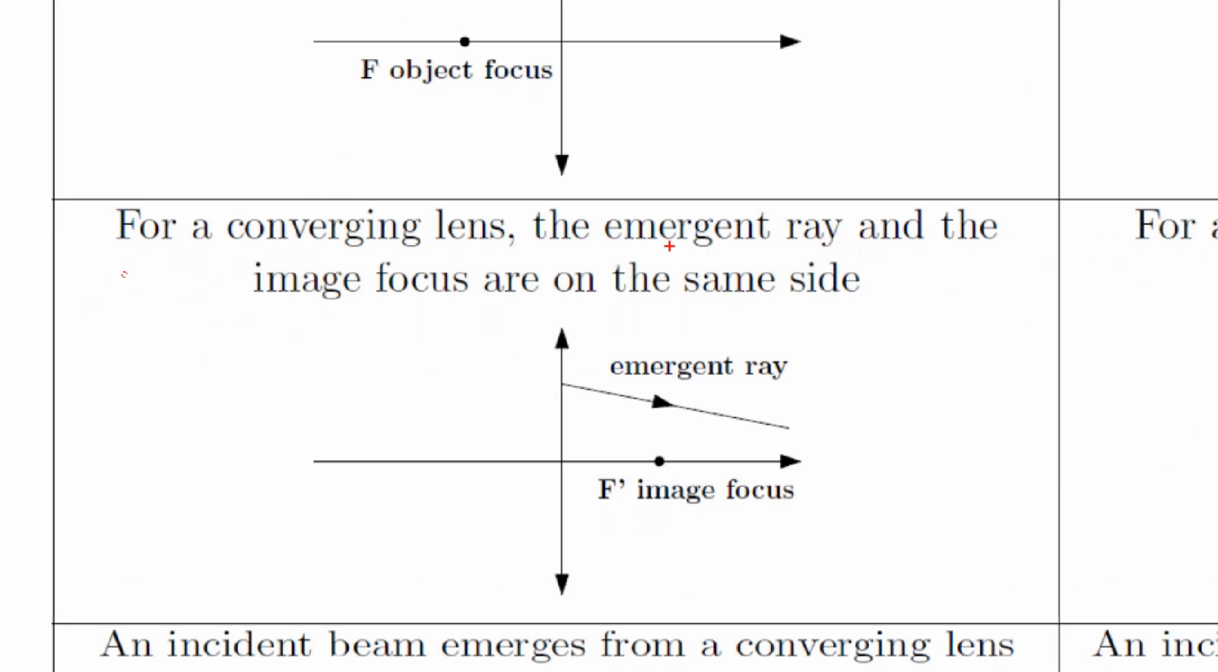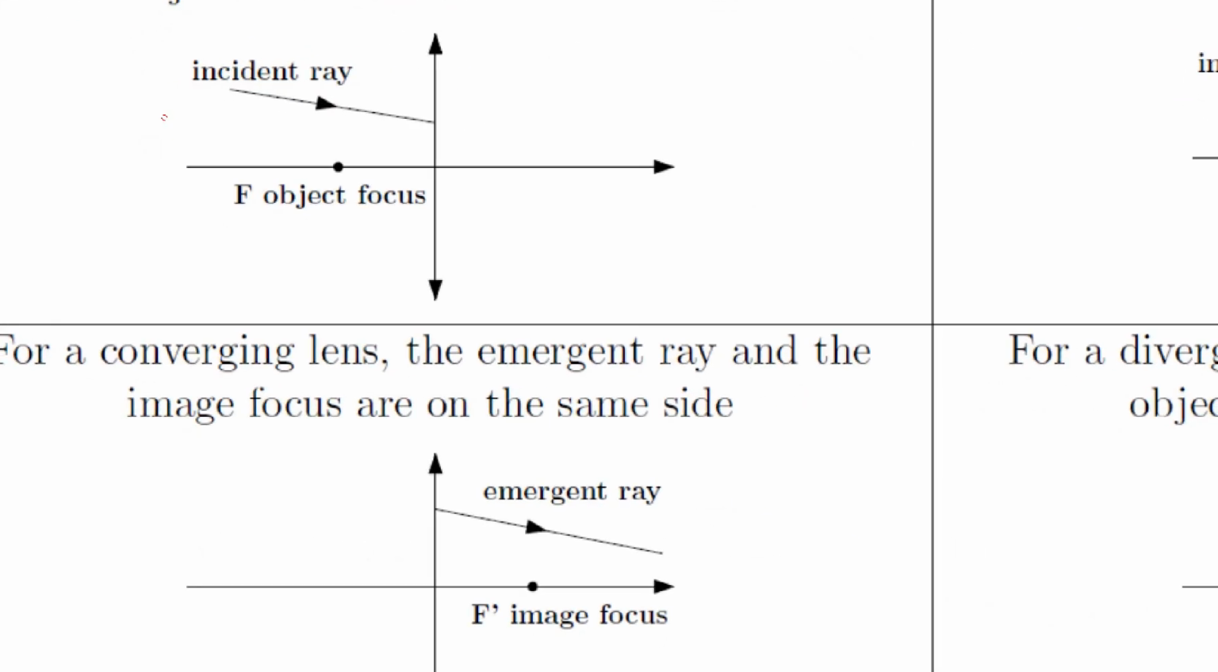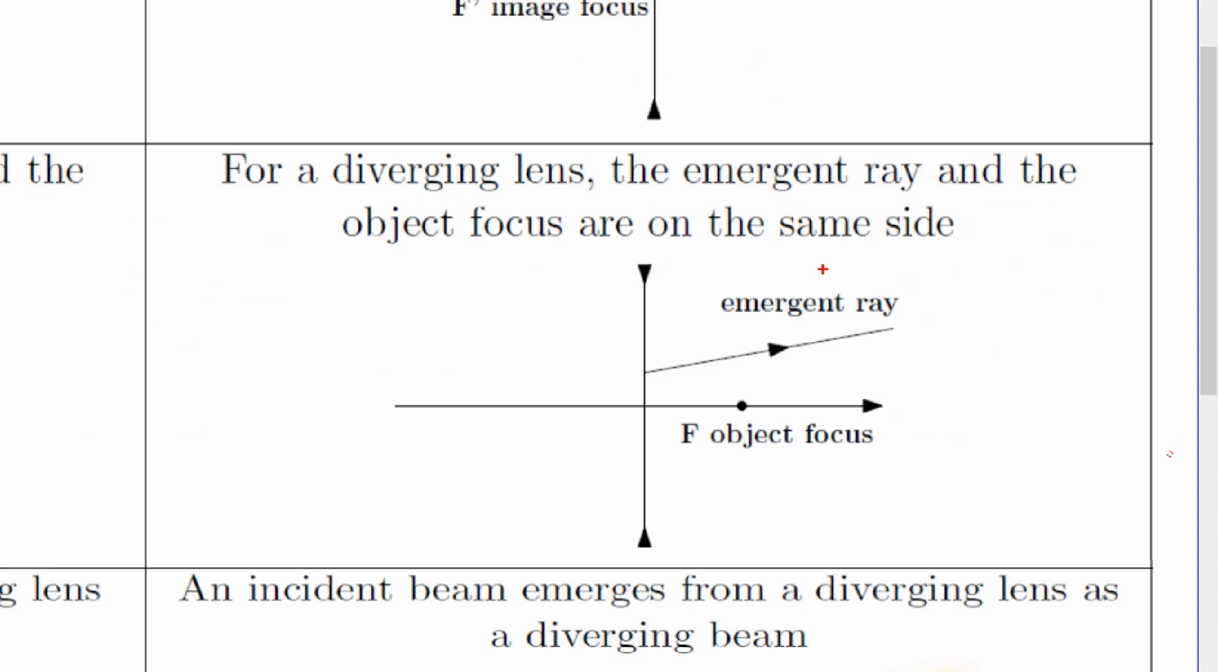For a converging lens, the emergent ray and the image focus are on the same side. Okay, so let me see. For a converging lens, the incident ray and the object focus are on the same side, and the emergent ray and the image focus are on the same side. And in the case of a diverging lens, the emergent ray and the object focus are on the same side.